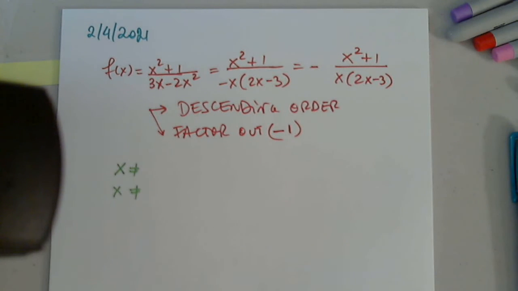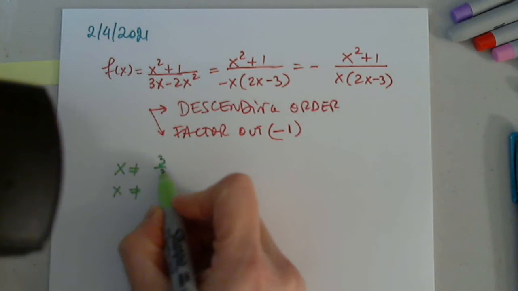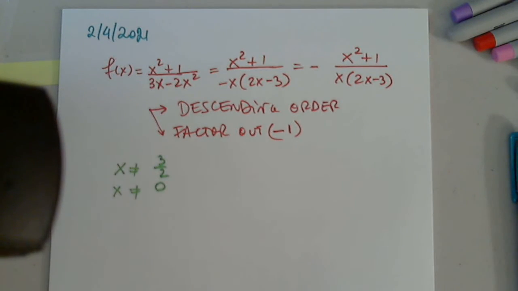Yes, I'm trying to pull up the homework though. It's right here in front of us. Okay. I got 3 halves, 3 over 2, and x equals 0. Excellent. Well done. Very good.